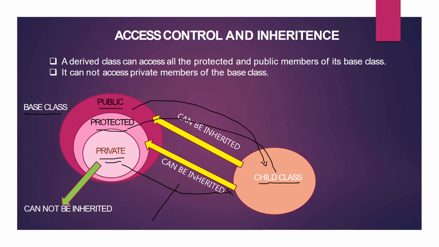The important note is that a derived class can access all protected and public members of its base class. It cannot access only the private members of a base class. These are the rules which you have on access control.